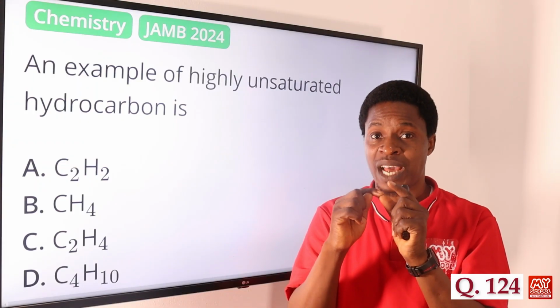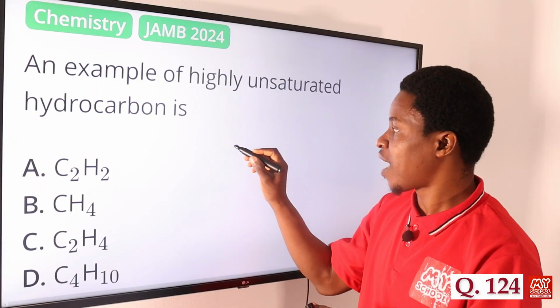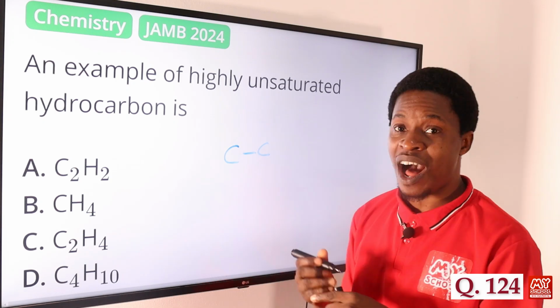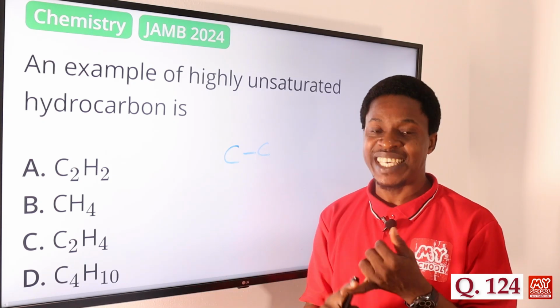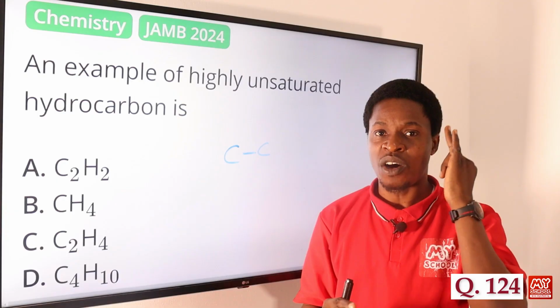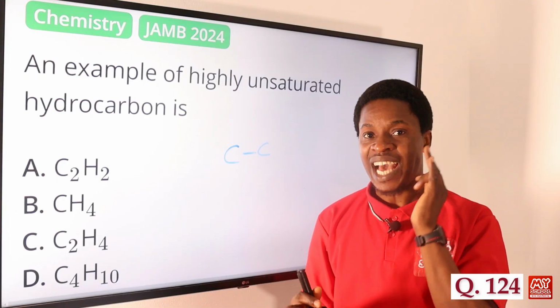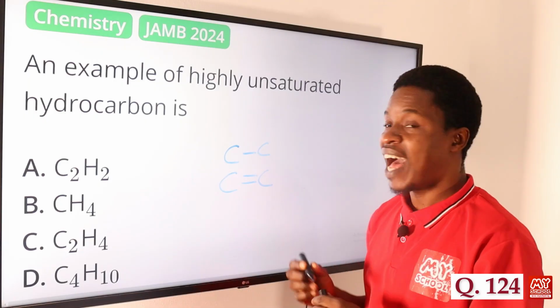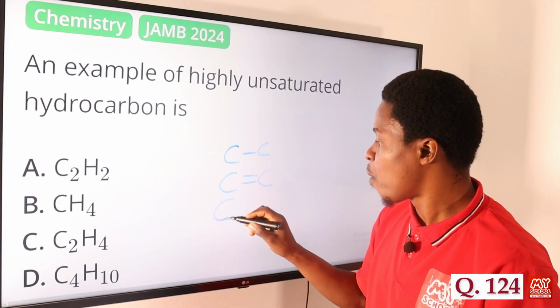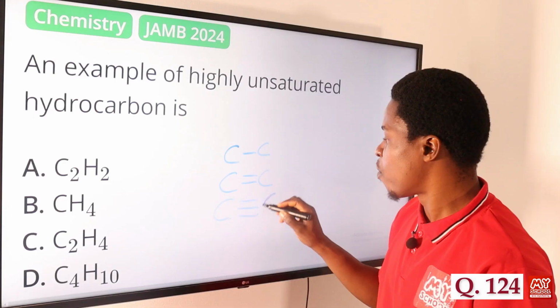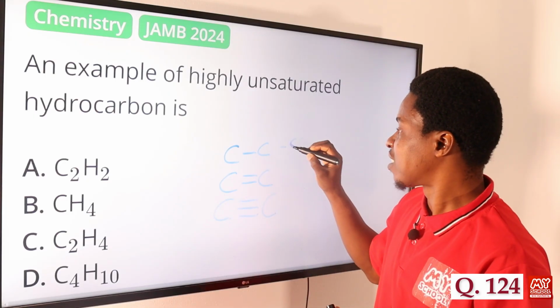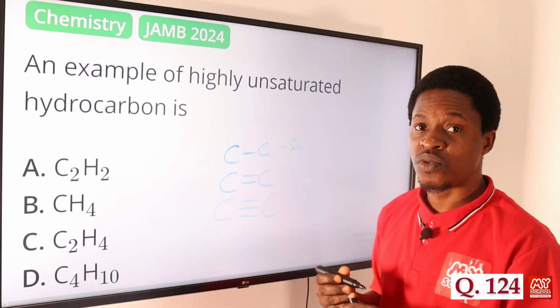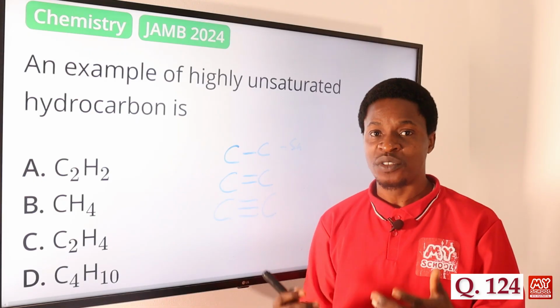Okay, between them, carbon-carbon single bond is what we have. Carbon-carbon single bond for alkane. But the alkene and the alkynes are the unsaturated hydrocarbons. The alkenes have a carbon-carbon double bond, and the alkynes have a carbon-carbon triple bond. So these are saturated, and the remaining two, alkenes and alkynes, are unsaturated.